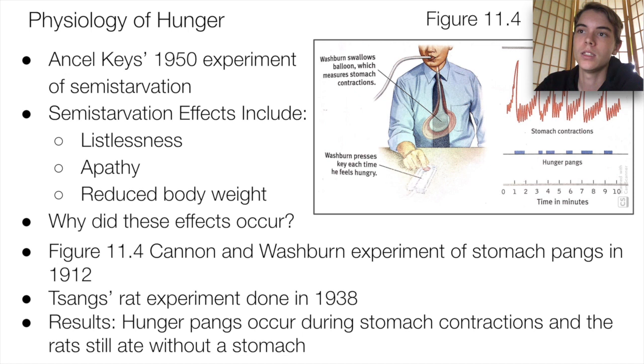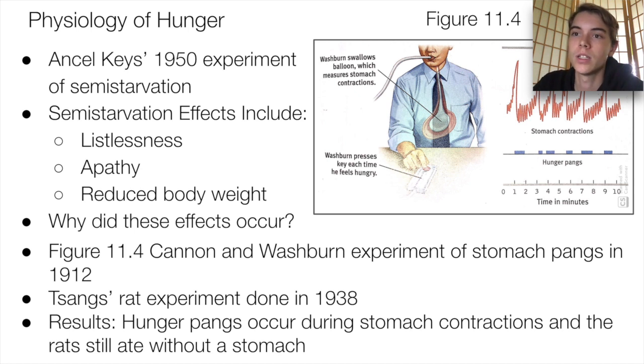So Ansel Keys did an experiment in 1950 about semi-starvation, where 200 volunteers were studied and they were all given normal food intake for 3 months. Then, after this 3-month period, 36 volunteers were limited to half the food intake. And then he wanted to see what semi-starvation did to a person.